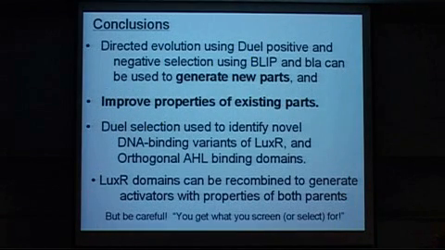So in conclusion, what we've shown is that directed evolution using dual positive and negative selection is a good way to generate new parts. It's also a great way to improve the properties of existing parts. And we were able to identify variants of the DNA binding domain and those that are orthogonal in their AHL binding specificity. And those variants could then be recombined to generate activators that have properties of both variants. But the general thing to conclude with all directed evolution is just be careful how you set up your screen or your selection, because that's what you get, whatever you've selected for.